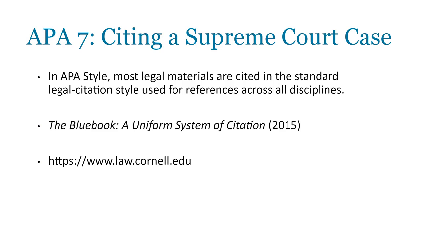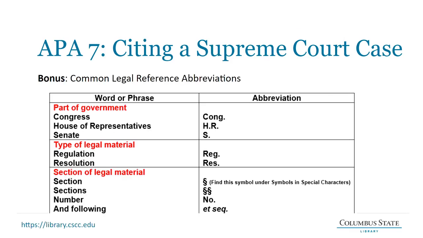Copies are on reserve at the library's circulation desk and at reference, and are not available online. The Legal Information Institute at Cornell Law School provides free guidance on legal citations at www.law.cornell.edu. Here are some common legal reference abbreviations.